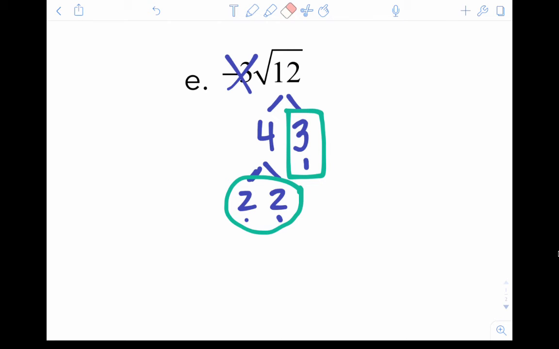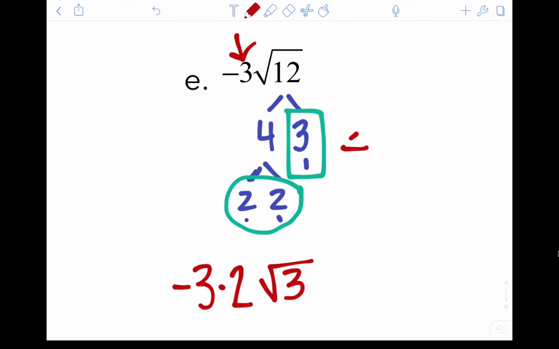And now that I'm rewriting, I need to pay attention to what's in front of that square root sign. So I have a negative 3 out front because that's in front of the square root sign. And then my pairs, my 2 and my 2, are outside of the square root sign. And then I have that last 3 under that square root sign. And I just need to multiply this now. Negative 3 times 2 is negative 6 rad 3. That's my final answer.